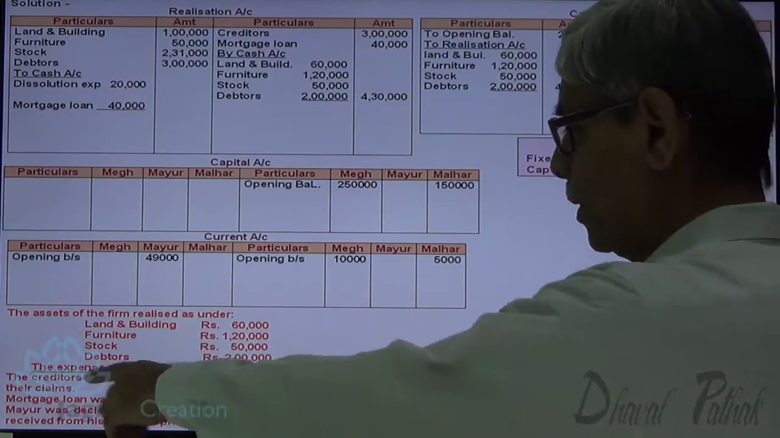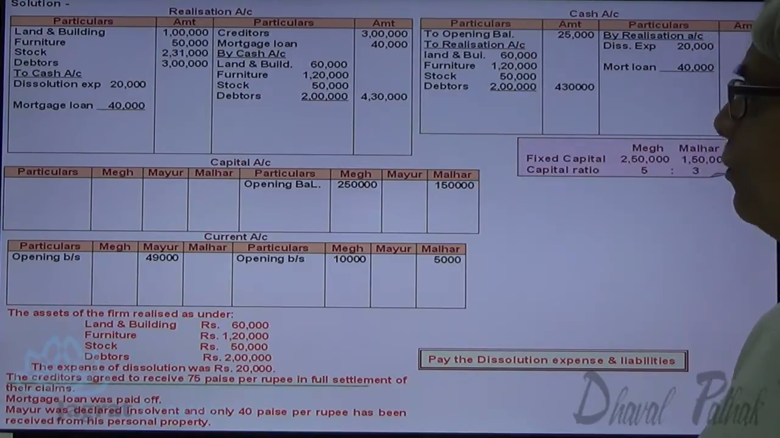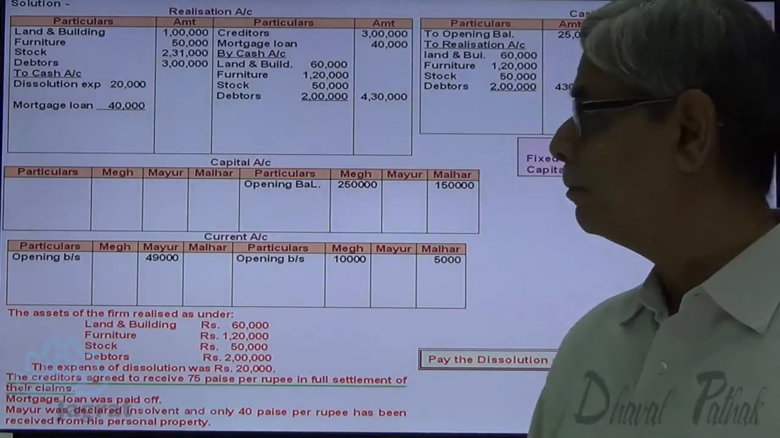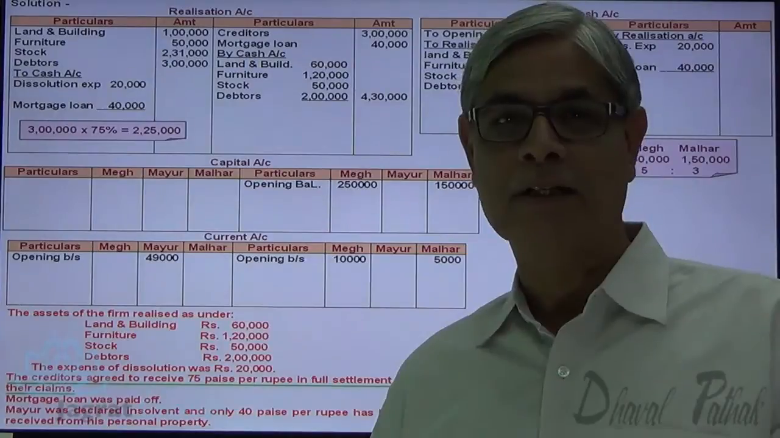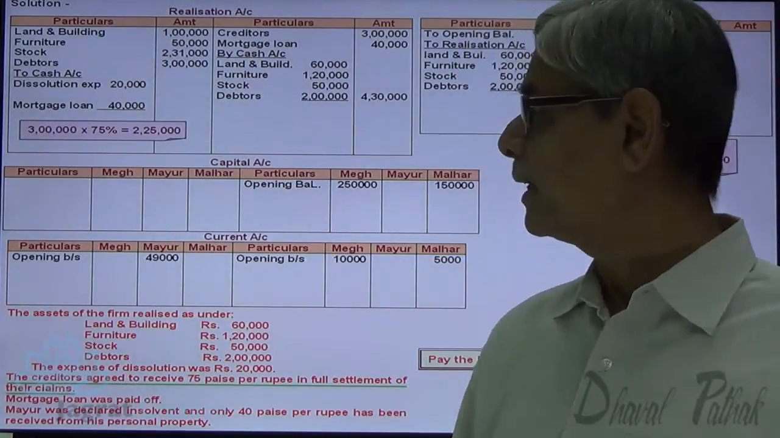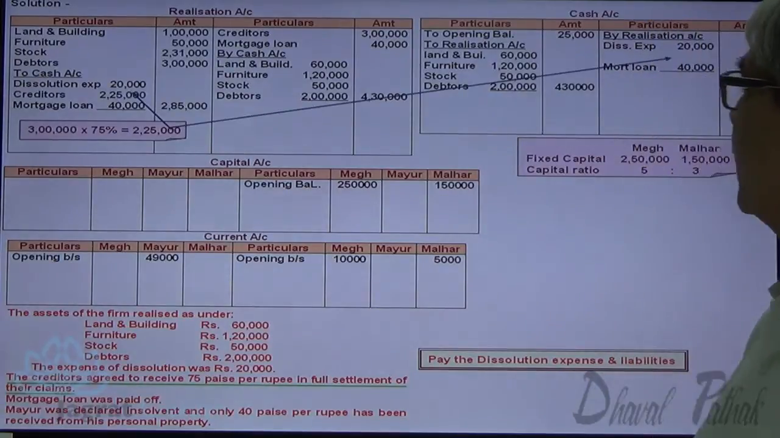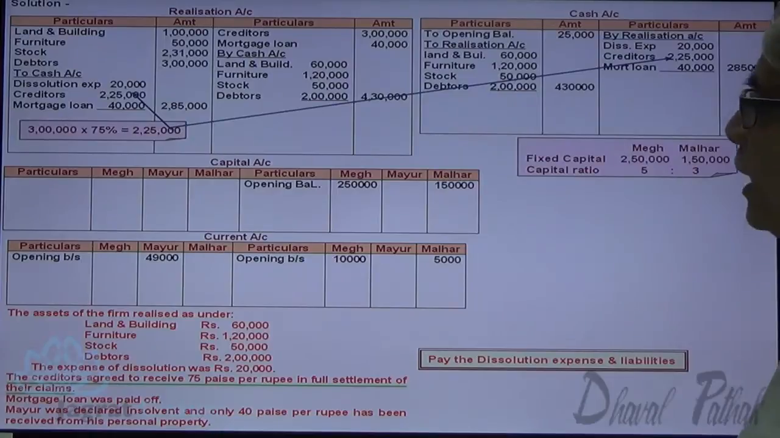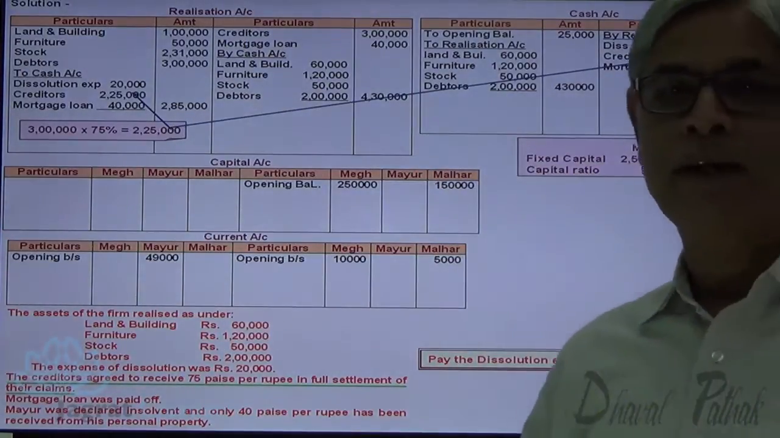Then creditors are paid 75 paisa in a rupee. What are the creditors? 3 lakhs. 3 lakhs into 75%. It should be 2,25,000. This is the payment made to creditors. Journal entry for that is realization account debit to cash account credit 2,25,000. So total payment made 2,85,000. Realization account debit to cash account credit 2,85,000.